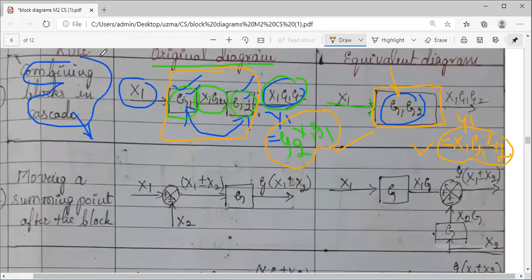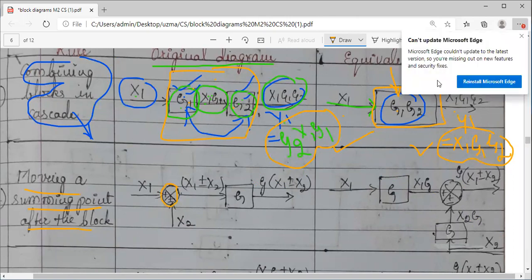Coming to the second one, moving a summing point after the block. Hope you know what a summing point is. You can see there is a mixer or an adder or a summer, whatever you call it. This is your point. We call it the summing point. So the meaning is moving a summing point after the block.